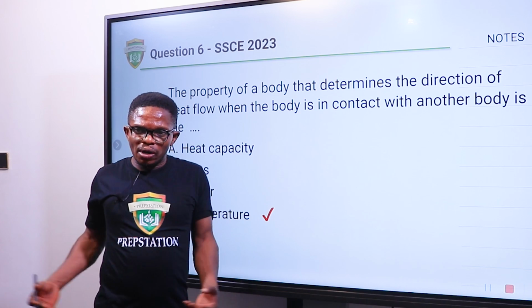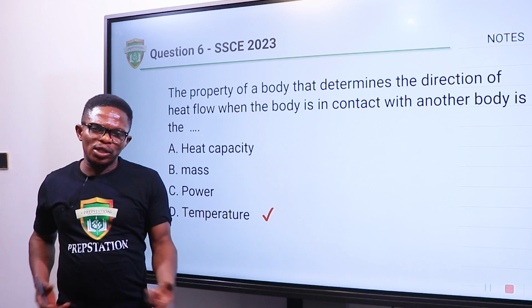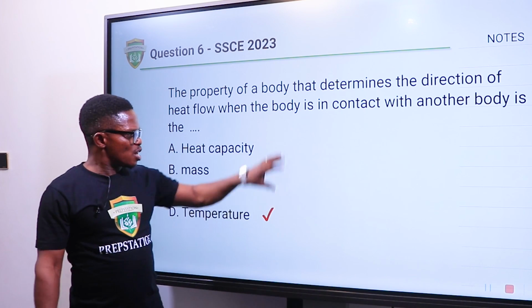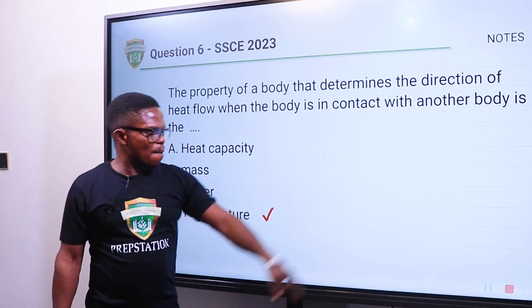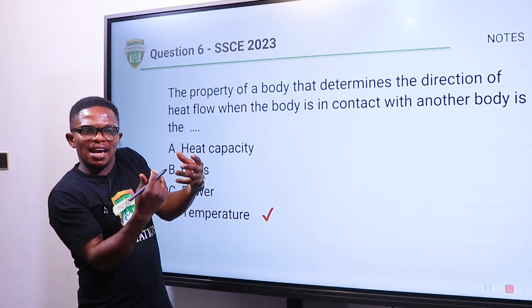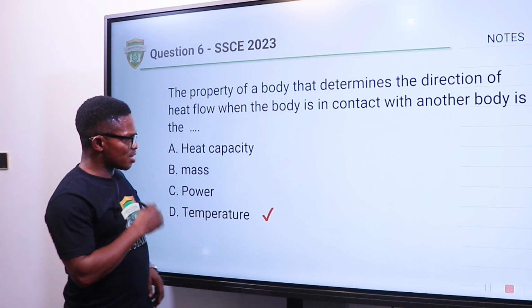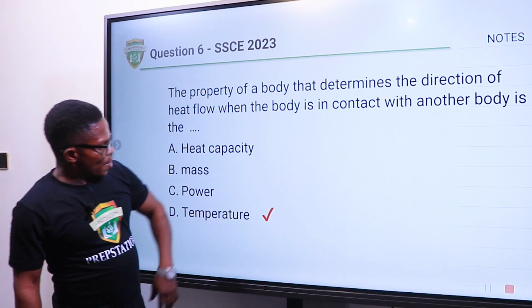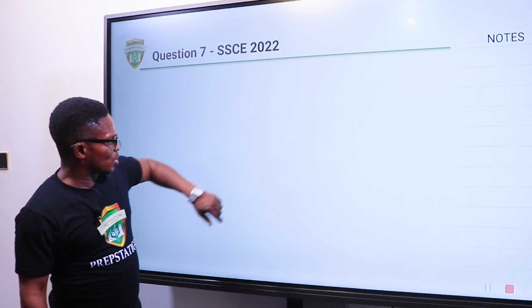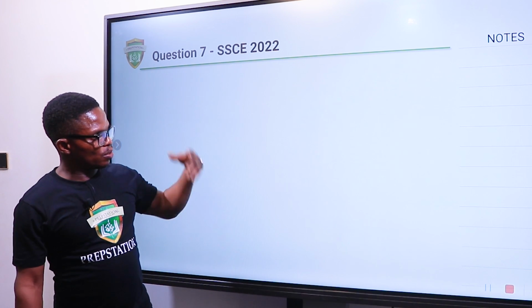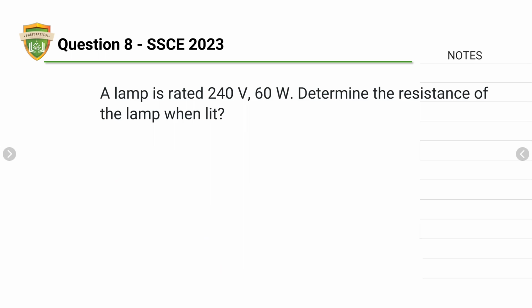So when you bring two bodies together, heat will always flow in the direction of lower temperature. What I'm trying to say is, if you have body A and body B, if body A has a higher energy level than body B in terms of thermal energy, heat will flow from A to B. All right, so we move to the next question. There's no calculation for this because it's just a normal idea.